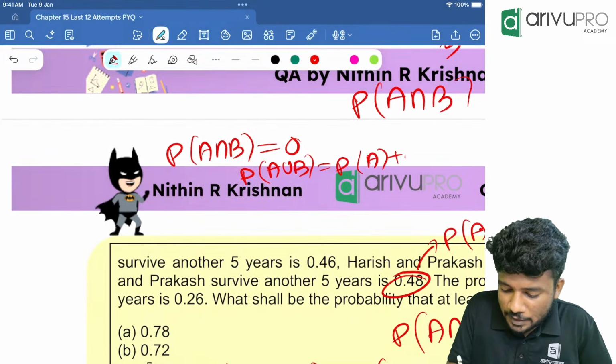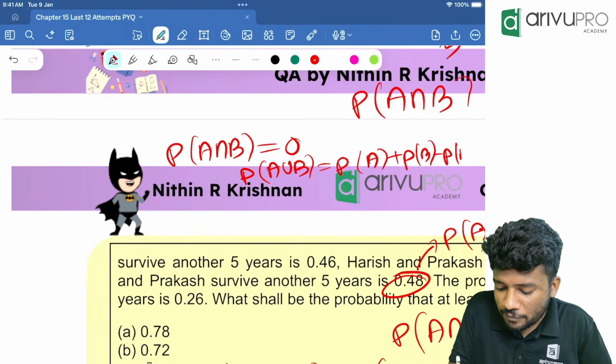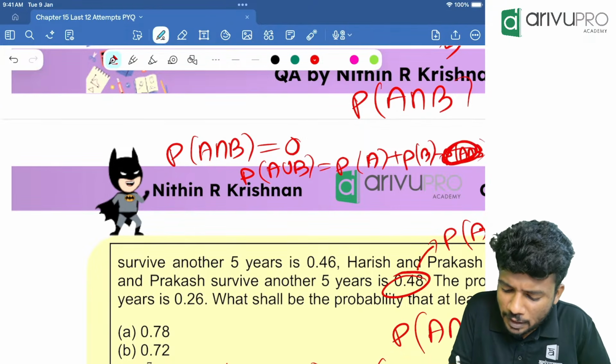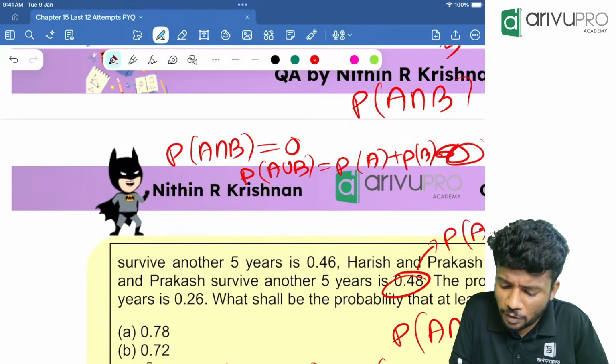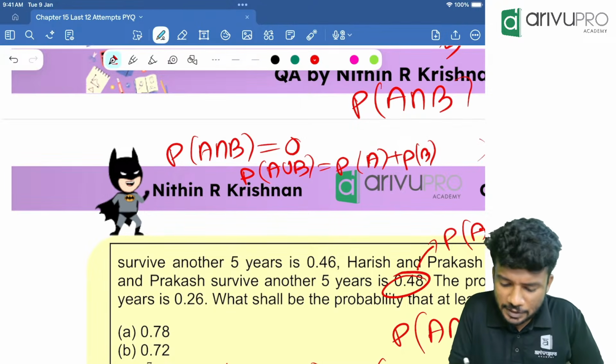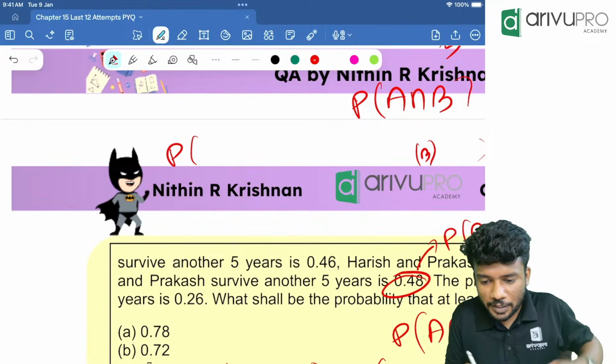P of A plus P of B minus P of A intersection B. This part will go off. A intersection part will not be there. That's why we are writing it as P of A plus P of B. Okay, got the point? Yes.